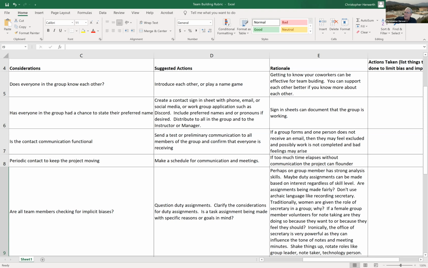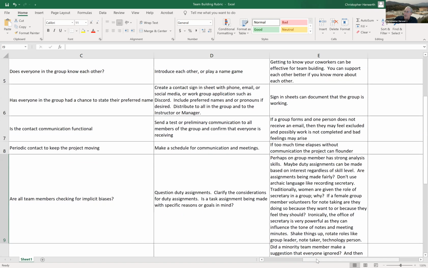But ironically, a secretary or a note taker in a group is actually a very powerful position, because you have this opportunity to affect the minutes and what actually gets recorded in activities. So the question is, how do you decide on who gets to do what and why? What are your requirements for someone to get to do some job? Should you rotate these jobs? Should people take turns? Should you take turns being a group leader?